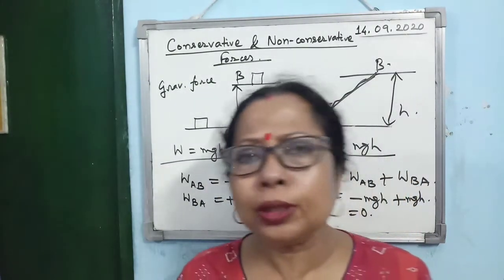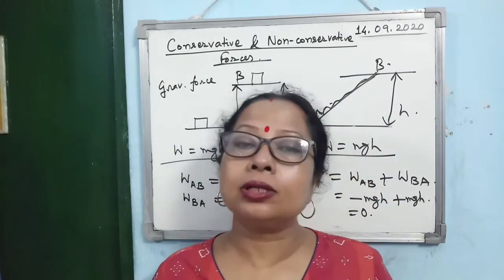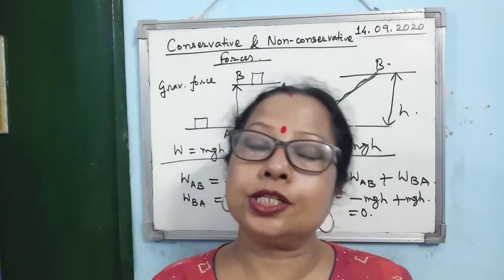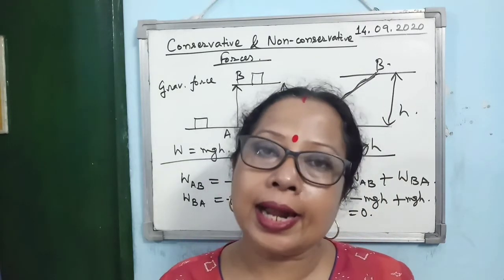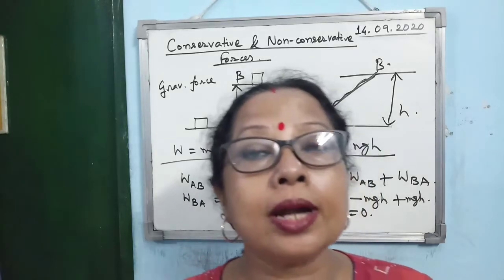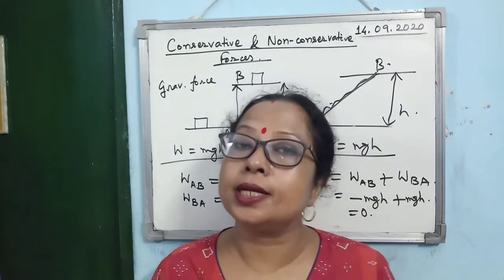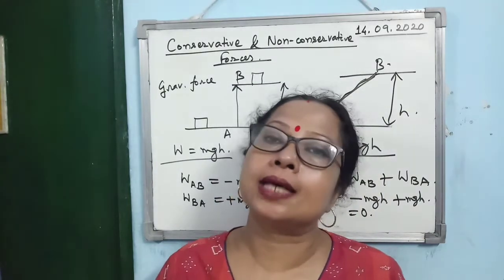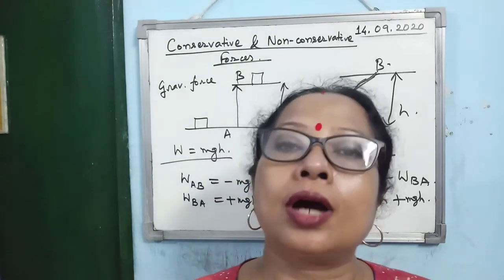I hope you remember the law of gravitation. Gravitational force acts along the line joining the centers of the two bodies. So this kind of force, gravitational force and electrostatic force, are also known as central forces. All the central forces are conservative forces. Central force means when the force acts along the line joining the centers of the two bodies. All the central forces are conservative because they satisfy both conditions for a force to be conservative.